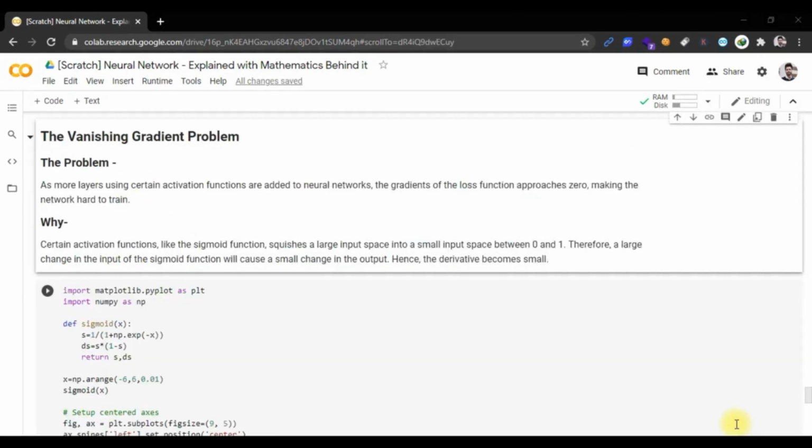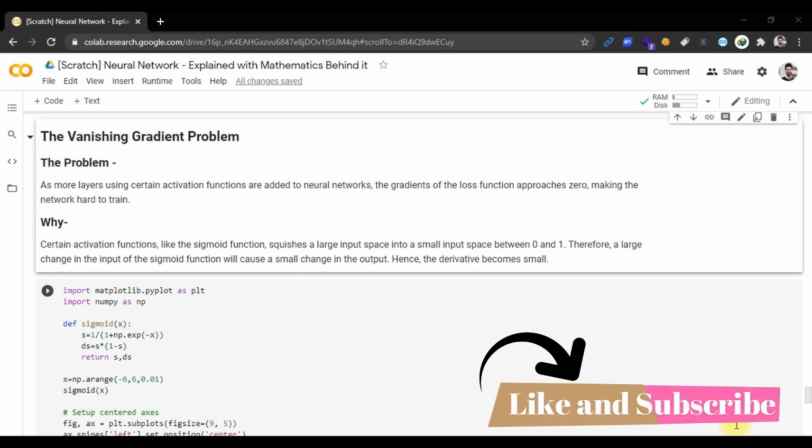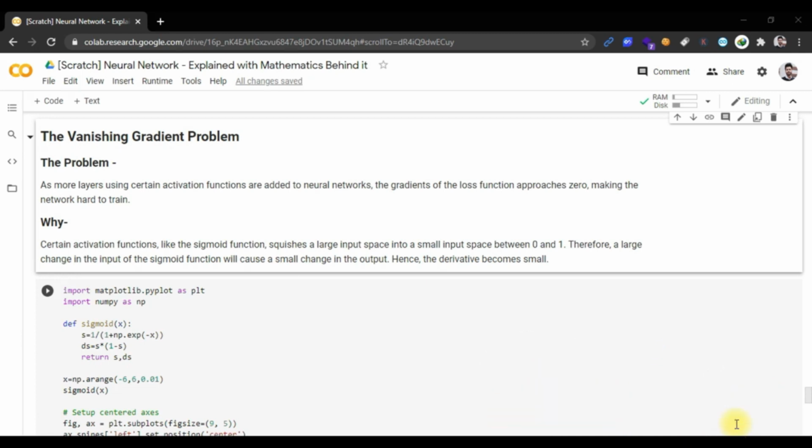Bonus video for neural networks. In this video I will explain the vanishing gradient descent problem: what the problem is, why it occurs, and how it can be solved. All the things are explained in this video, so please watch the full video so that you can understand most of it. Let's start the video.